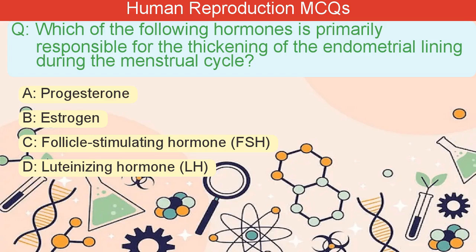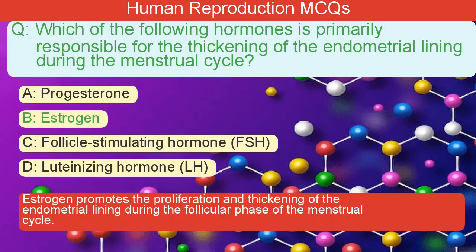Which of the following hormones is primarily responsible for the thickening of the endometrial lining during the menstrual cycle? A. Progesterone. B. Estrogen. C. Follicle stimulating hormone, FSH. D. Luteinizing hormone, LH. The correct answer is B. Estrogen promotes the proliferation and thickening of the endometrial lining during the follicular phase of the menstrual cycle.